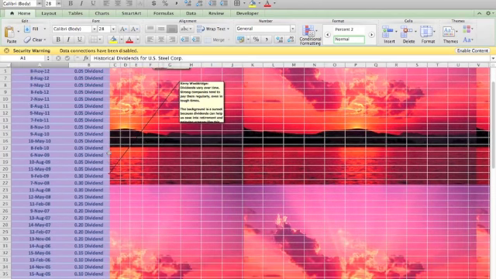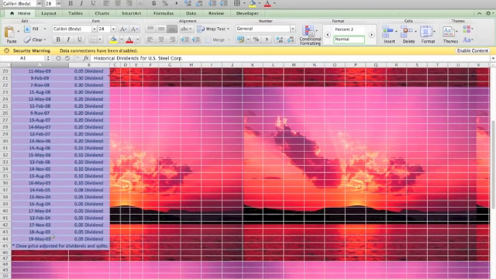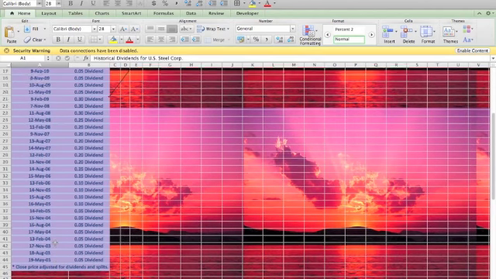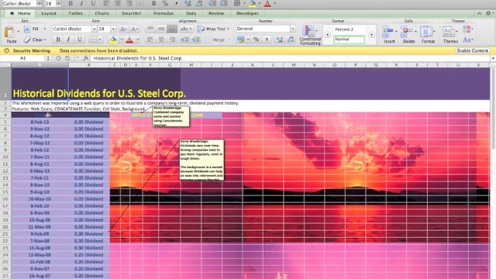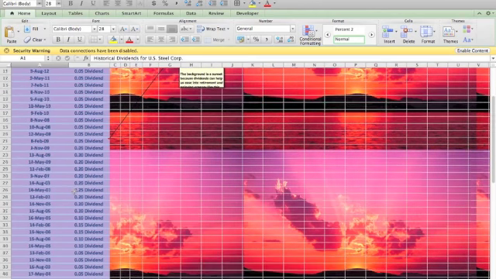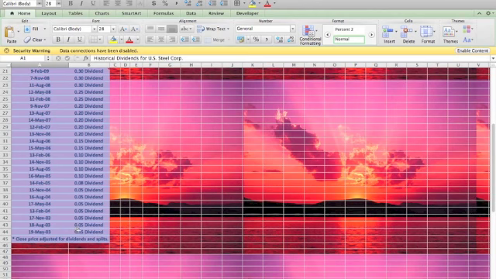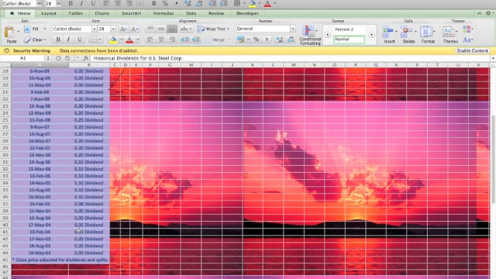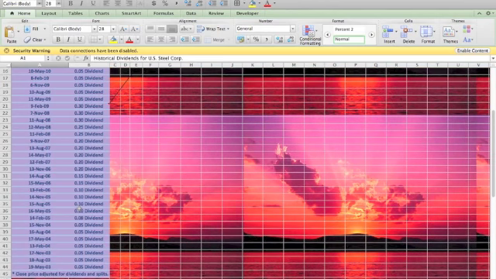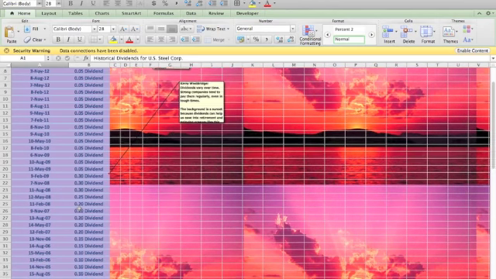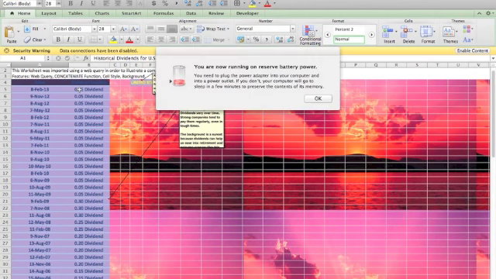Here, we can see that I've analyzed the dividend payments from U.S. Steel Corporation for the past 10 years. These dividends are listed quarterly, and they reflect an increase and then a decrease to the present day value of 5 cents.